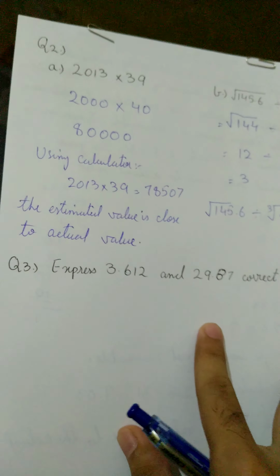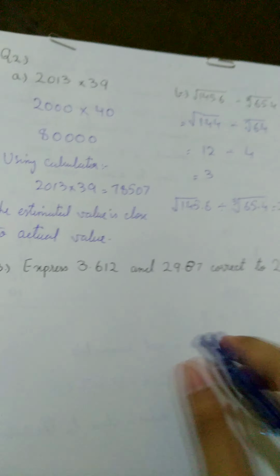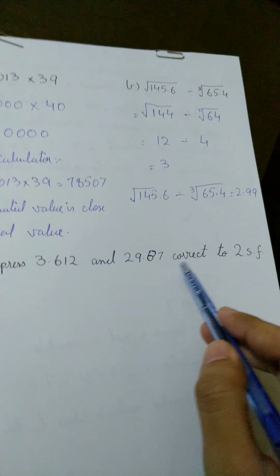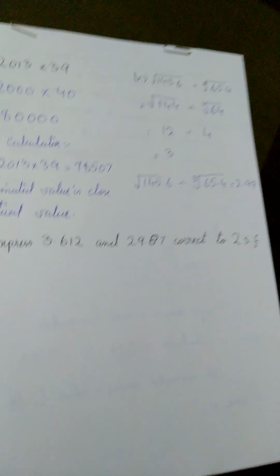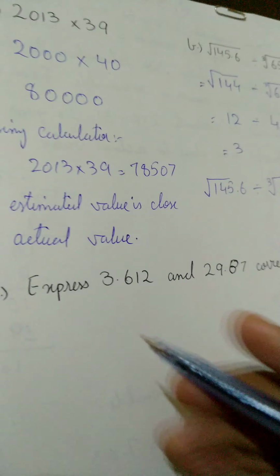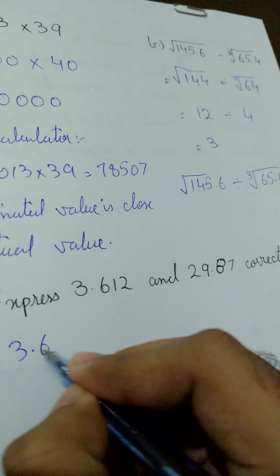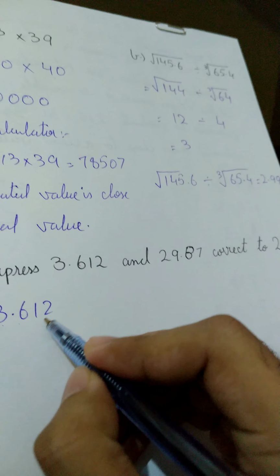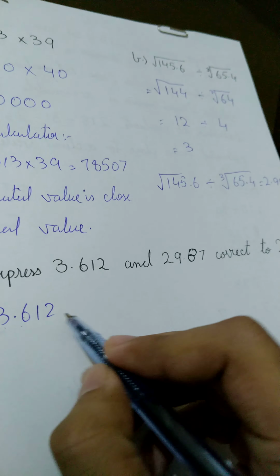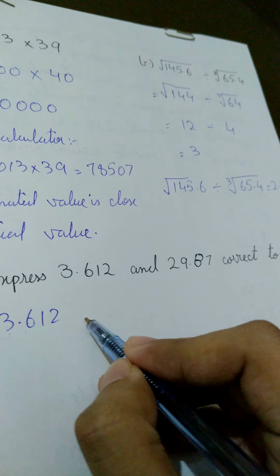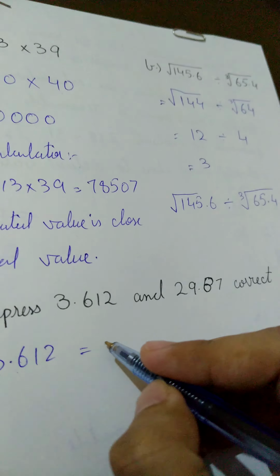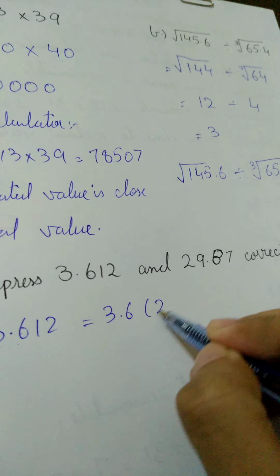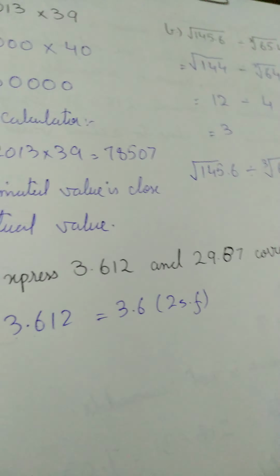Okay, so here we have question number 3. It says express 3.612 and 29.87 correct to two significant figures. It's very easy. First take 3.612. How many significant figures does it have? 1, 2, 3 and 4. Because I have to describe it only in two significant figures, I can easily write 3.6. You can see this value only has two significant figures.